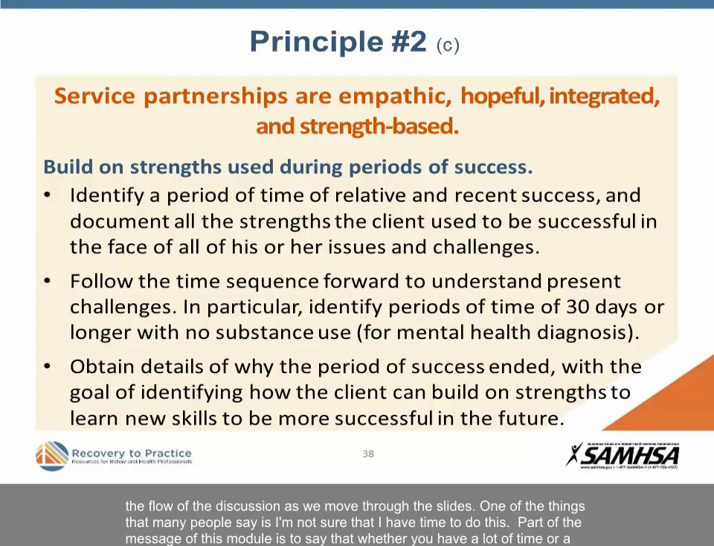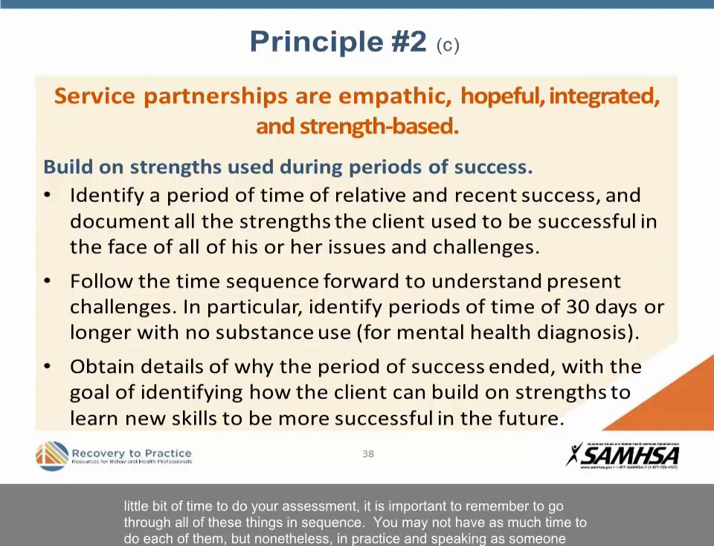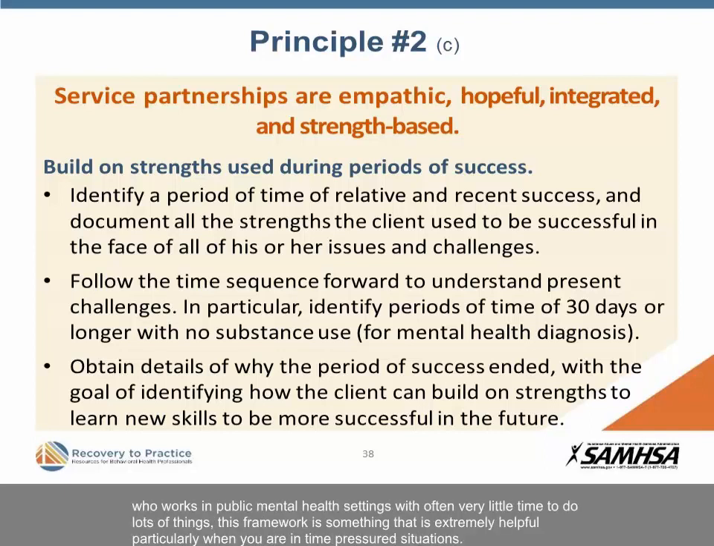And part of the message of this module is to say that whether you have a lot of time or a little bit of time to do your assessment, it's important to remember to go through all of these things in sequence. You may not have as much time to do each of them, but nonetheless, in practice, and speaking as someone who works in public mental health settings with often very little time to do lots of things, this framework is something that is extremely helpful, particularly when you're in time-pressured situations.